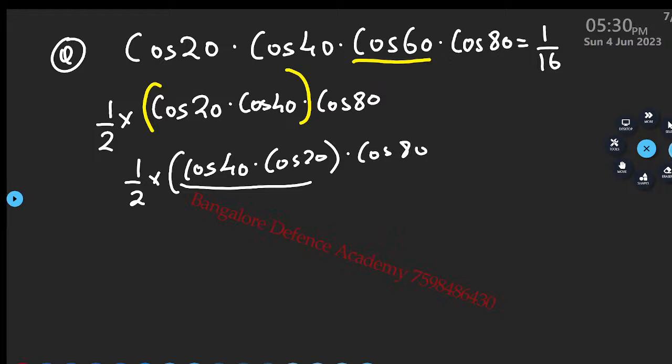Cos A cos B. But what is missing? 2 is missing. So what should I do? Multiply and divide by 2. See, in your board examinations you have to write this statement: multiply and divide by 2. Okay, if you write like this, then you get marks.